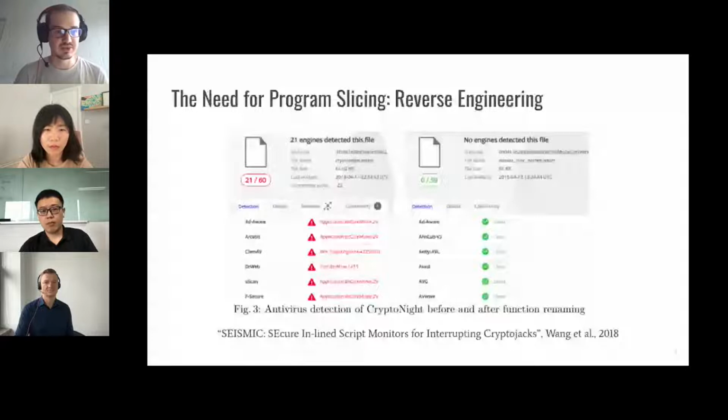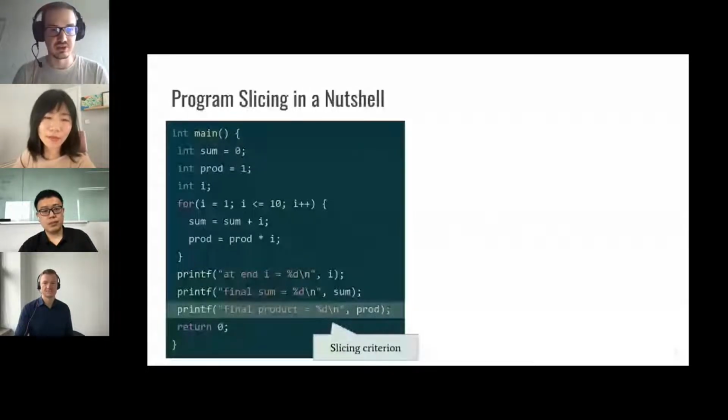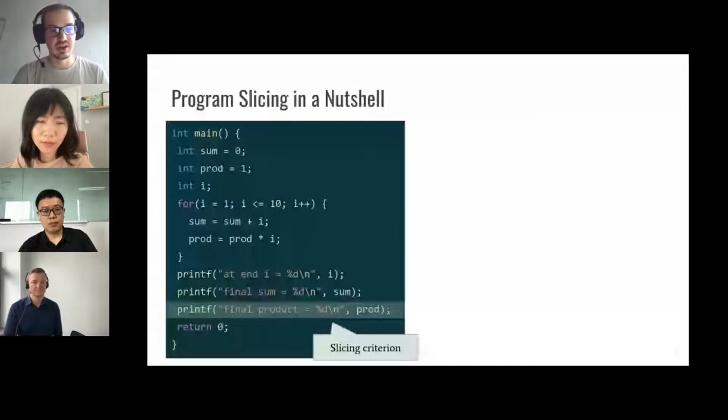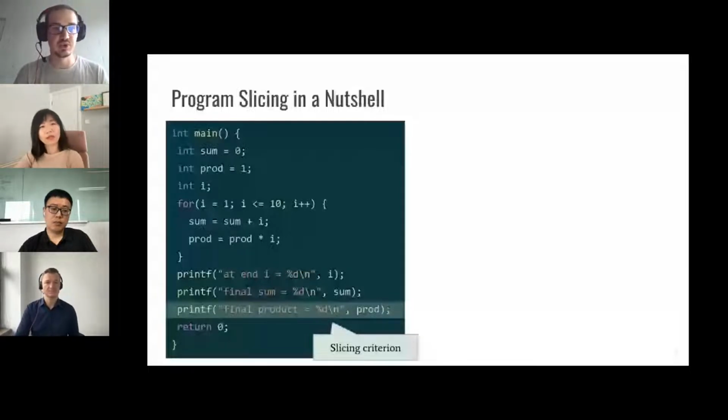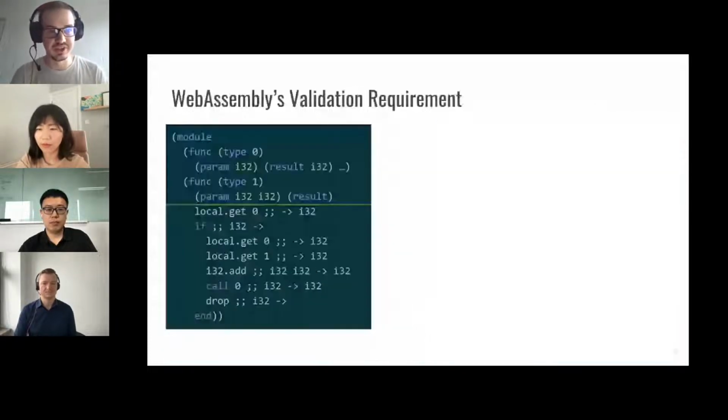So what is program slicing? It's a technique to minimize a program according to a slicing criterion. Here we have a C program where we compute a sum and a product, but suppose we are only interested in the behavior of the highlighted line. That line is what we call the slicing criterion. The slicing technique provides the minimal version of the program that preserves the semantics for that line. And we want to apply this to WebAssembly.